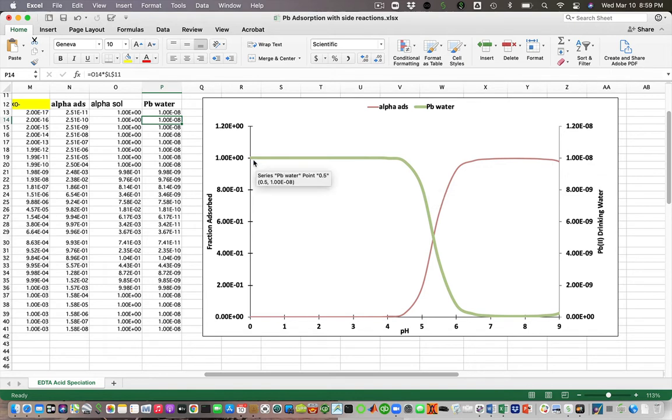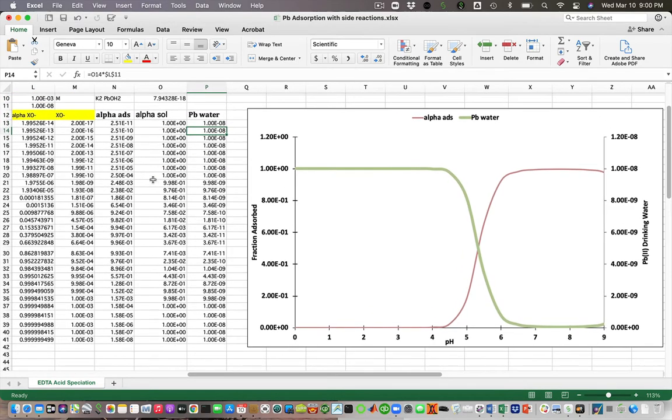And then the green line is the concentration of lead that would get through the cartridge, and at low pH, you put in 10 to the minus 8, you get out 10 to the minus 8. The alumina doesn't do anything. It doesn't bind the lead. But at this absorption edge, the lead concentration goes down very steeply, and then above a pH of 6, the lead concentration is really quite low.